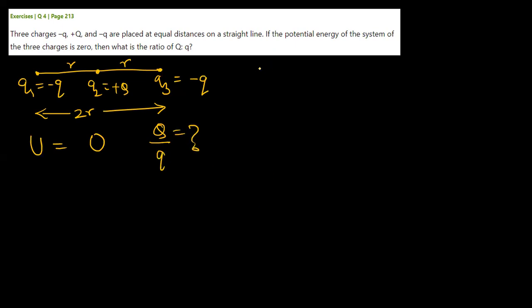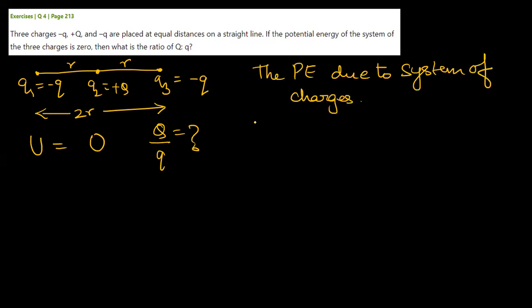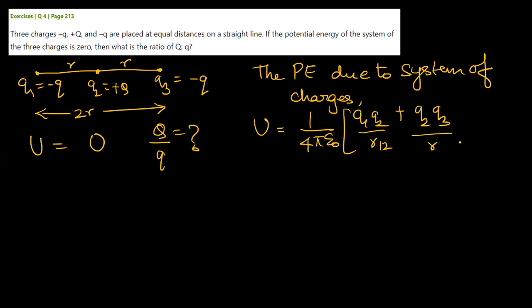Now I know that the potential energy due to a system of charges, we have known this formula, is given by U equal to 1 by 4 pi epsilon naught times Q1 Q2 upon R12 plus Q2 Q3 upon R23 plus Q1 Q3 upon R13, where R12 is the distance between charge 1 and 2, R23 is the distance between charge 2 and 3, and R13 is the distance between charge 1 and 3. So I will substitute the values.